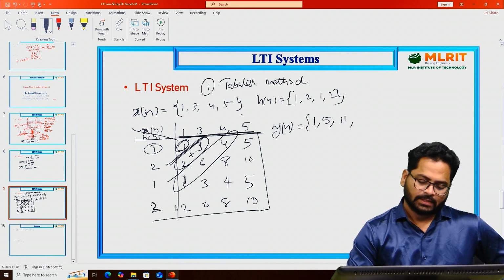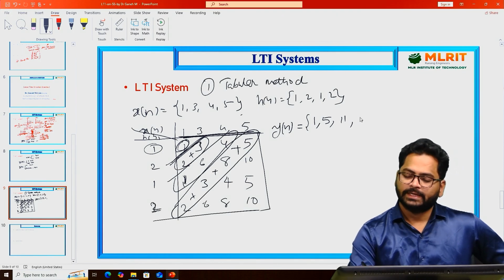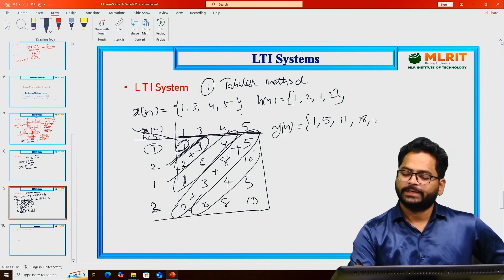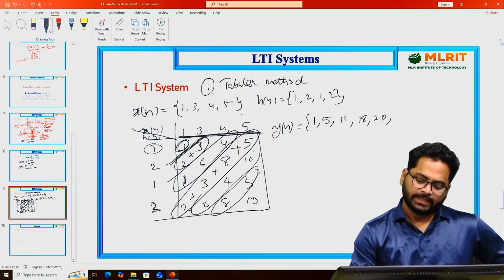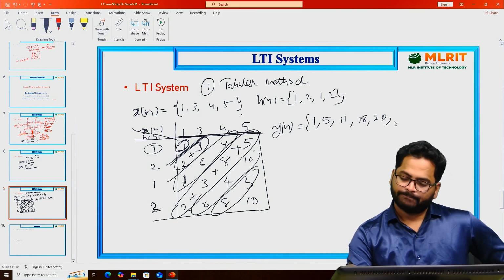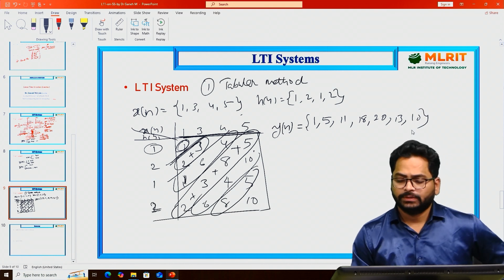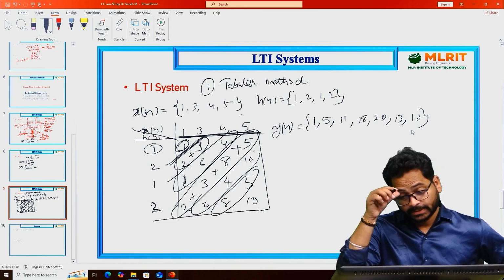Next, the highest diagonal value, it is this one: 2, 3, 8, 5. Then 2 plus 3 plus 5, 8 plus 5 gives 18. Next diagonal, 6 plus 4 is 10, plus 10 is 20. Next one, you will have 8 plus 5, it is 13. Finally, it is 10. So in this process, we do the tabular method of convolution for discrete time signals.